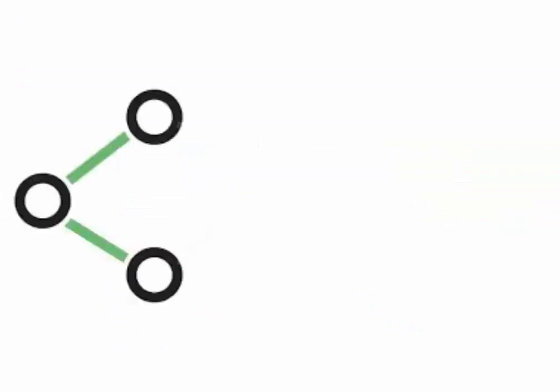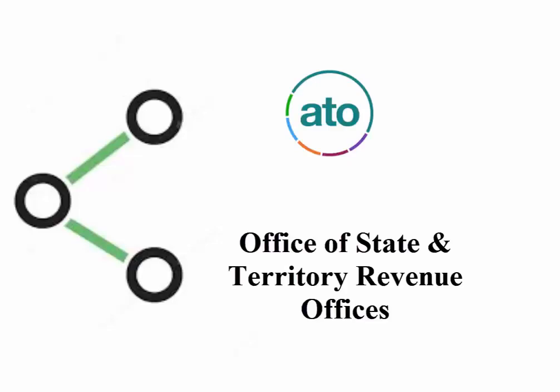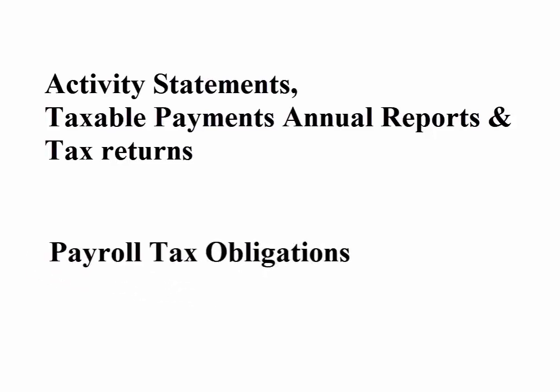Outstanding reports. Outstanding reports synchronizes with the ATO system, and some Office of State and Territory Revenue offices, to list out all issued compliance reports required for the selected business entity or the individual taxpayer. These compliance reports include activity statements, taxable payments, annual reports, and all tax returns related to that taxpayer or entity, as well as payroll tax obligations in the relevant state or territory.